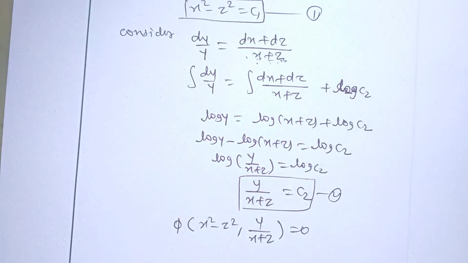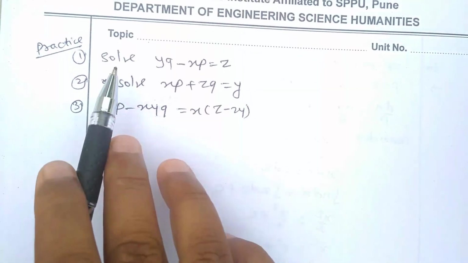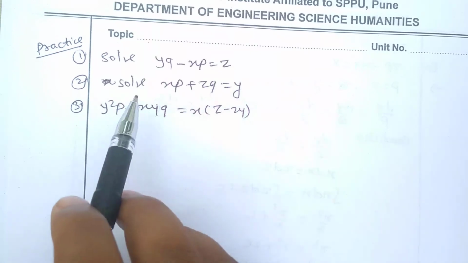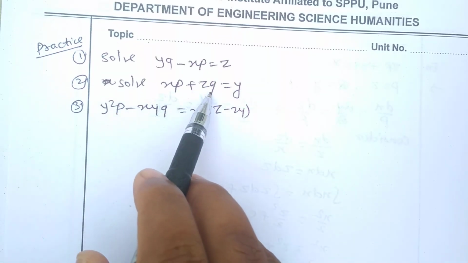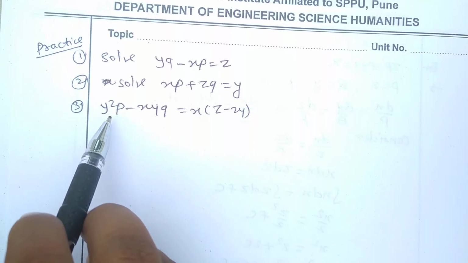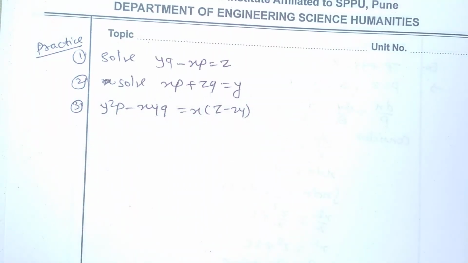Now take some examples for the practice. First example, solve yq minus xp equals z. Second, solve xp plus zq equals y. And third example for the practice, y square p minus xyq equals x into z minus 2y. So these three examples for practice.